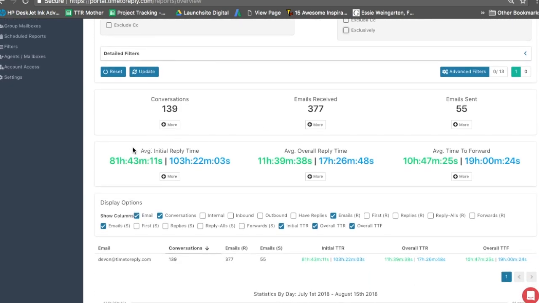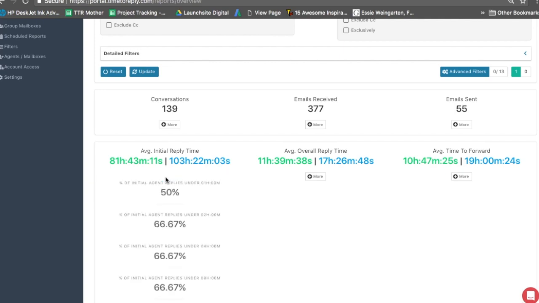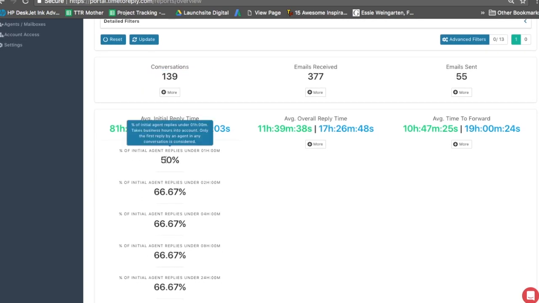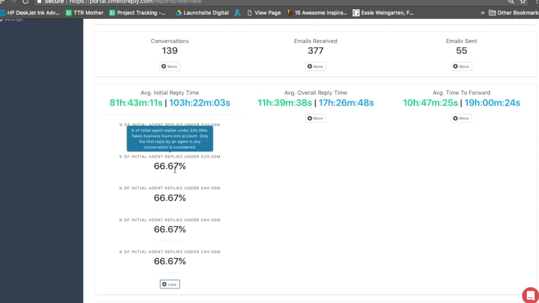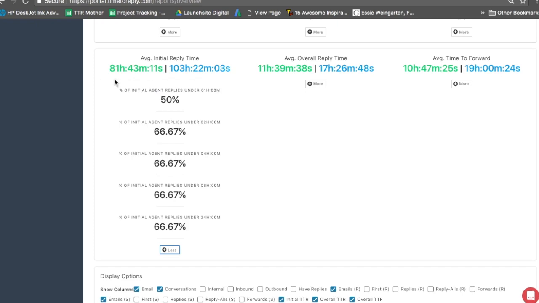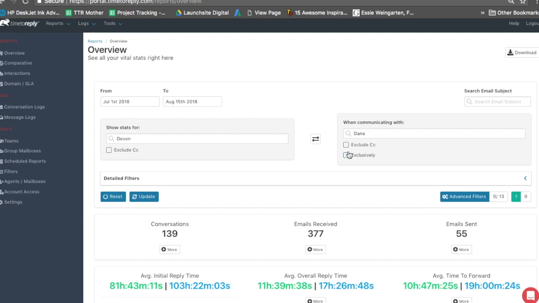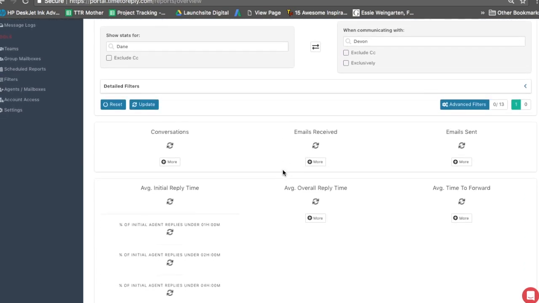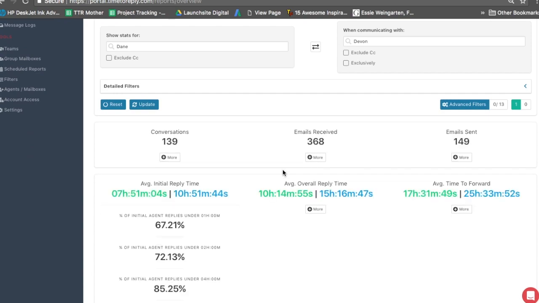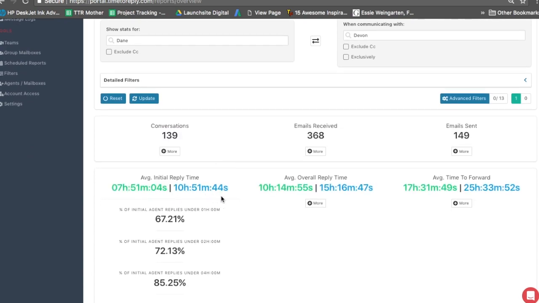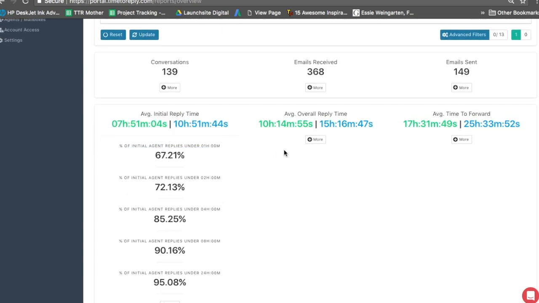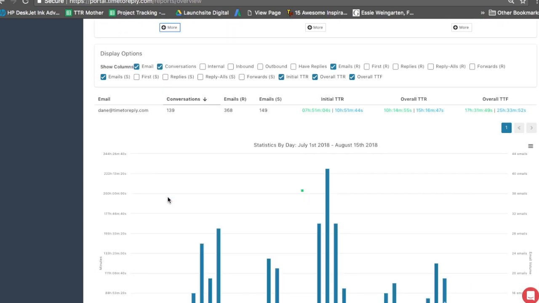If I take off exclusively, you can see that that time goes out dramatically, but again, that's probably an outlier that's pulling out the statistics. So 50% of the time is responding within an hour. If we swap that around, you can see that on average I take 7 hours and 51, but 67.21% of the time I'm responding within an hour to those initial emails.